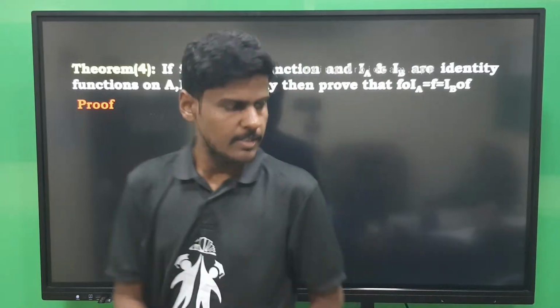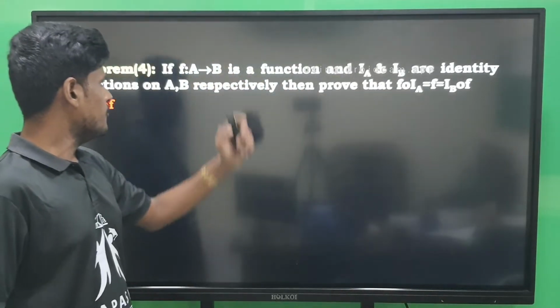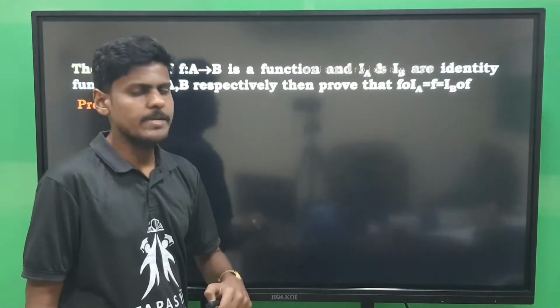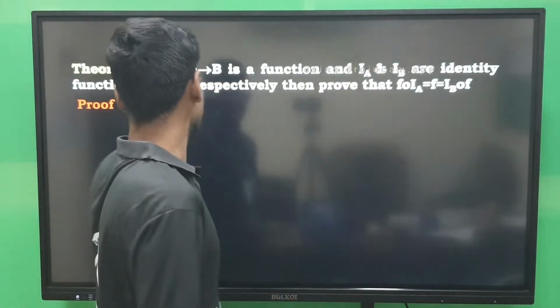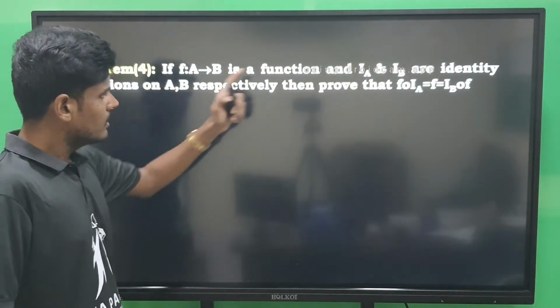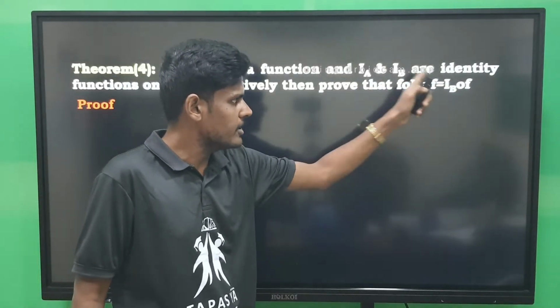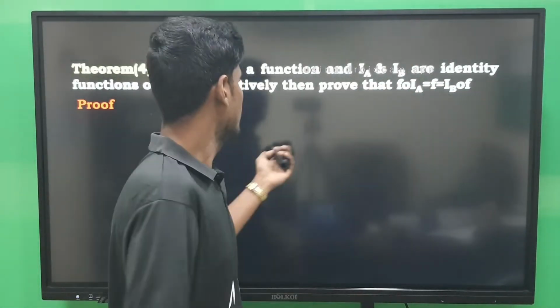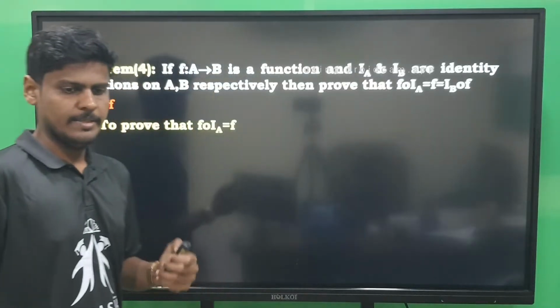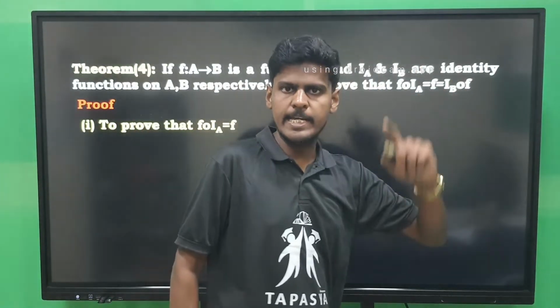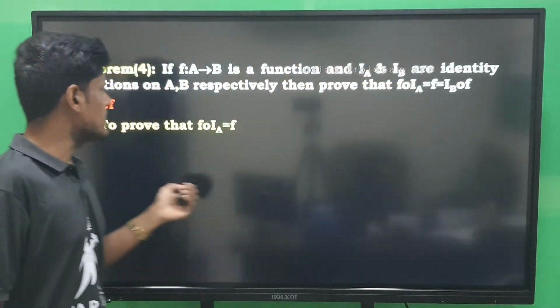Next theorem. If f is a function from A to B, and I_A and I_B are identity functions on set A and set B, then we should prove that f∘I_A is equal to I_B∘f, which is equal to f. That is nothing but a function composed with the identity is the given function itself.